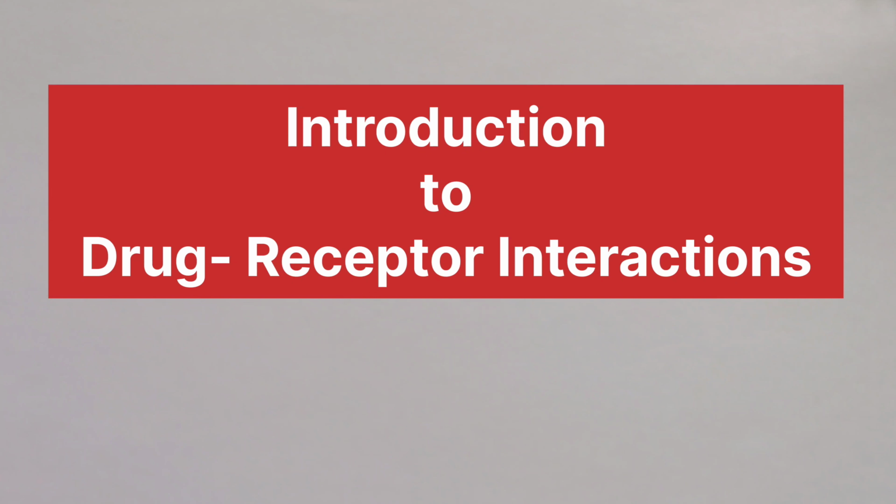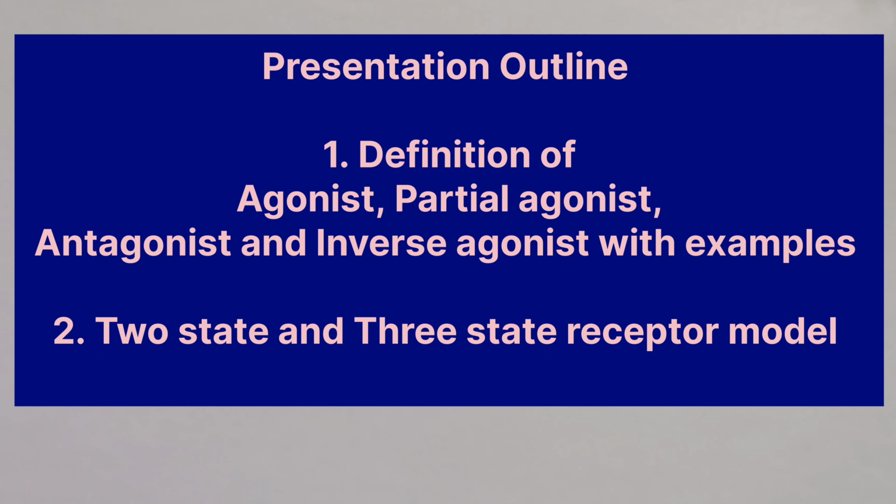This lecture is an introduction to drug receptor interactions. Some common terms related to drug receptor interactions, such as agonist, partial agonist, antagonist and inverse agonist, with various examples will be discussed. Two-state and three-state receptor models will also be explained.